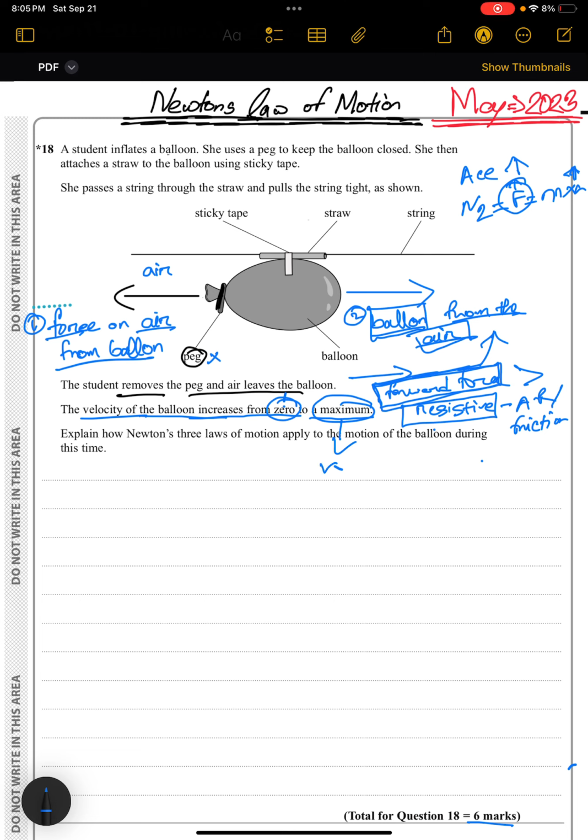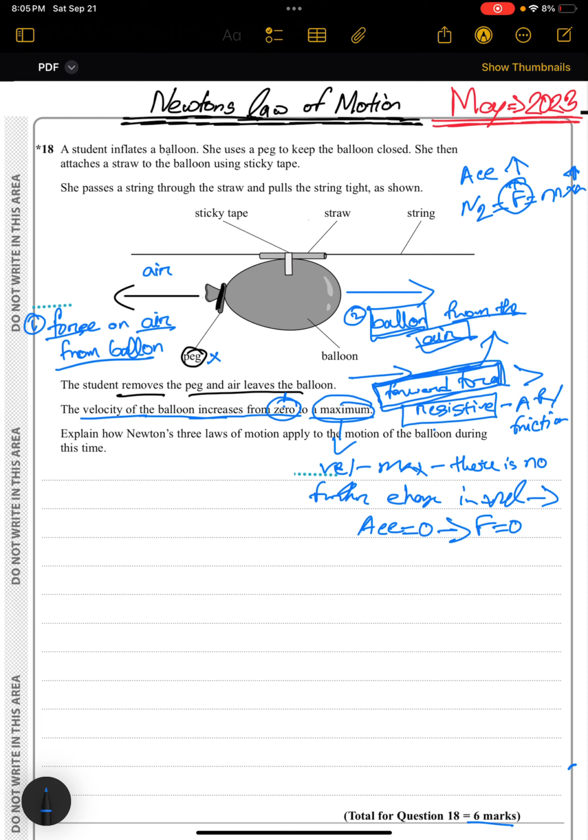So when the velocity is maximum, there is no further change in velocity. When there is no further change in velocity, the acceleration becomes 0, and when the acceleration is 0, the resultant force also becomes 0. So how will this force become 0? The force will only become 0 when the forward force is equal to the resistive forces.